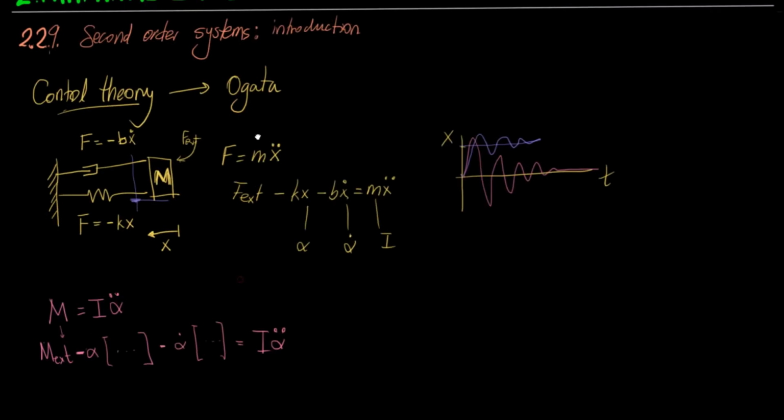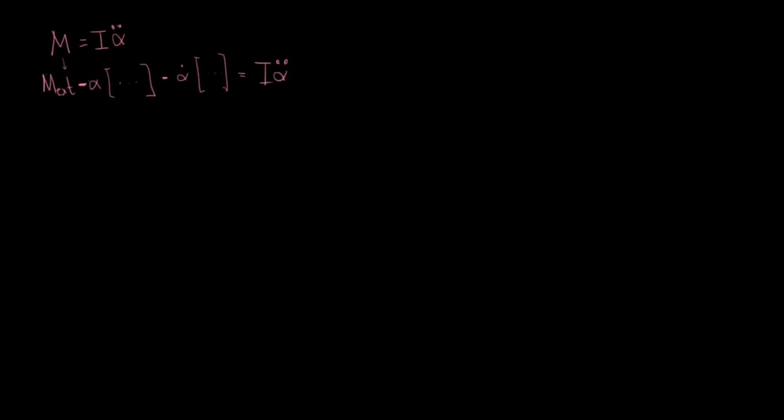And then let's put it correctly. This is the corrective moment, which goes with the alpha term, and then the damping moment goes with the angular velocity. So let's put M_d. All right. If we put everything on the other side, we have this.